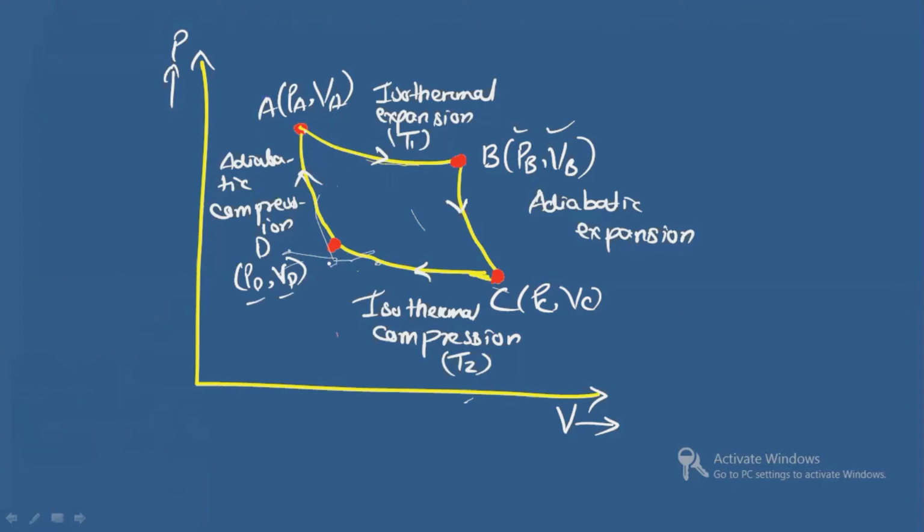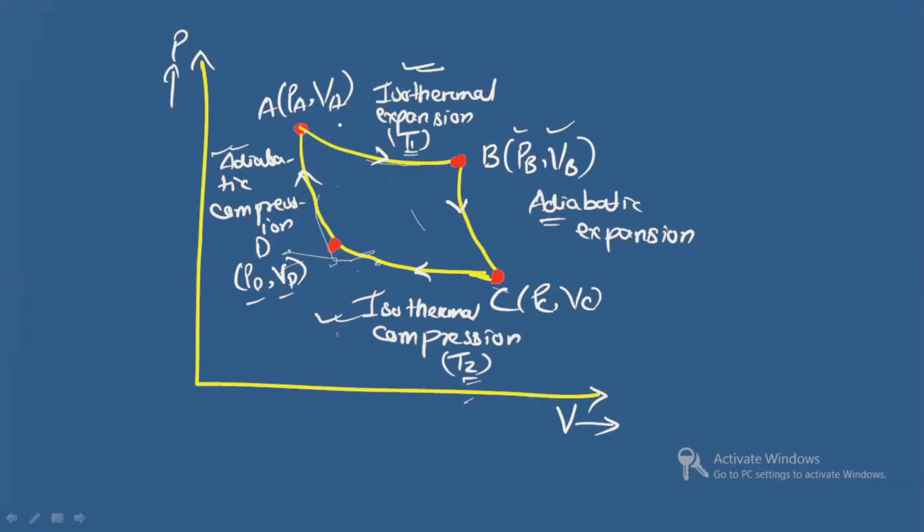Now you see the first is the isothermal expansion. From A to B, the expansion is isothermal. That means the temperature is constant, T1. Then from B to C, it is an adiabatic expansion. That means there will be no exchange of heat. Now again from C to D, it is isothermal compression, so the temperature will be constant. It will be T2. And then from D to A, it is adiabatic compression, so here also there is no exchange of heat.